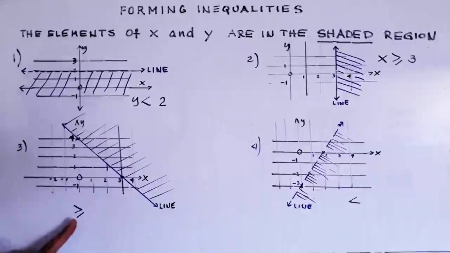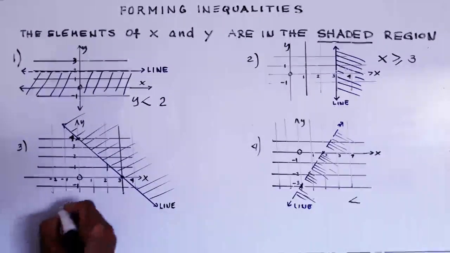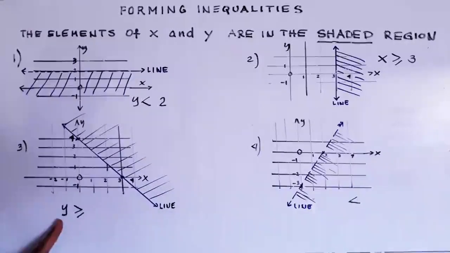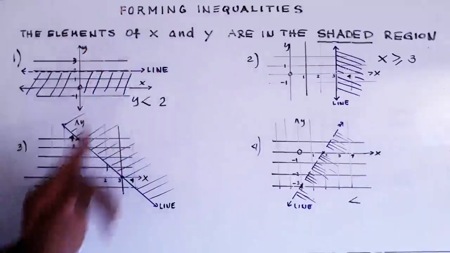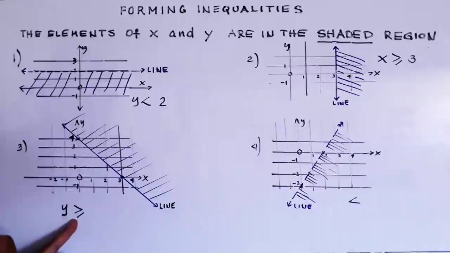So here we know already the sign. If we are going to have our slope intercept form, we know that the form is y equals mx plus c. So the y is always here. And we know that the y is going up. That's why it's greater. The shaded part equal to.